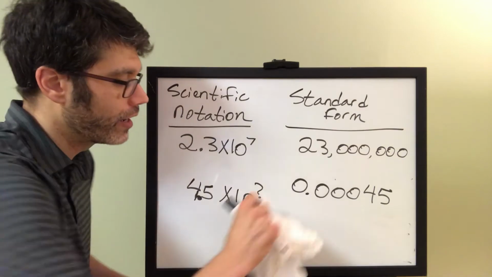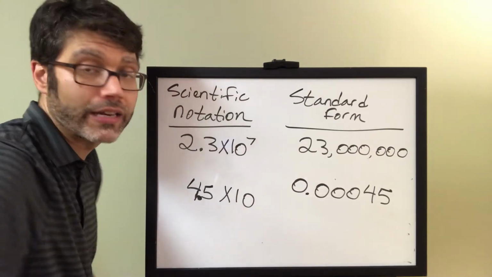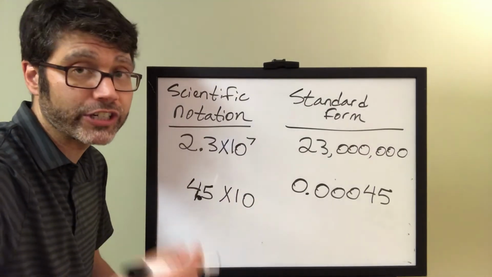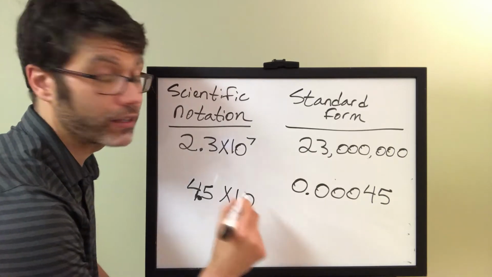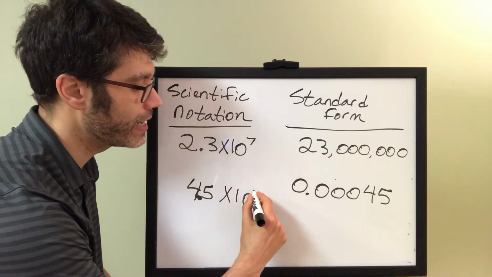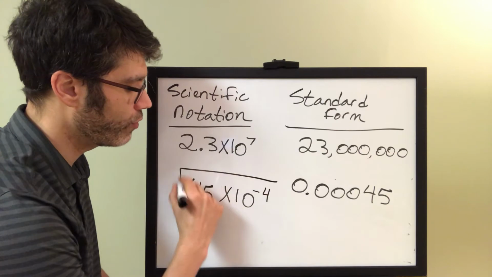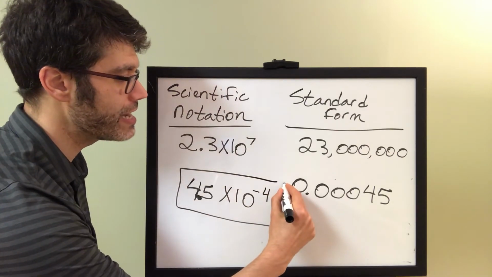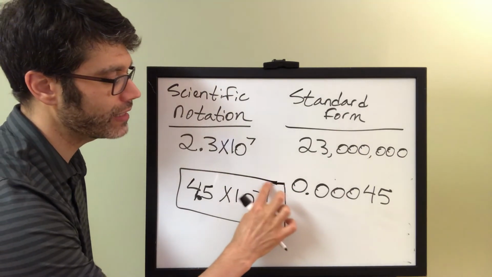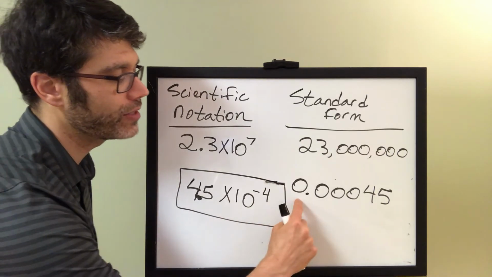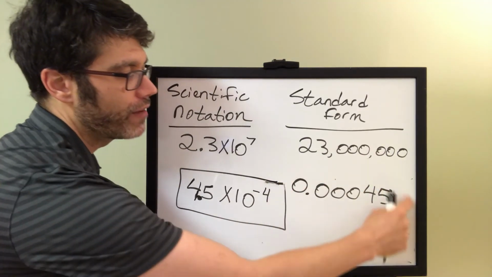All right, since we're dividing, and negative exponents are division, we're going to not put it to a positive 4, but instead to a negative 4. Therefore, 4.5 times 10 to the negative 4th is the correct scientific notation to represent the standard form of this number right here.